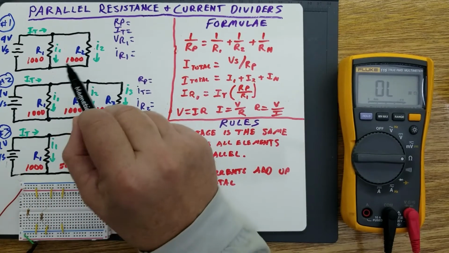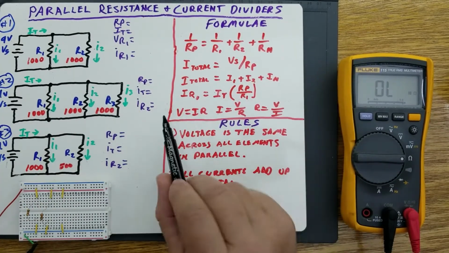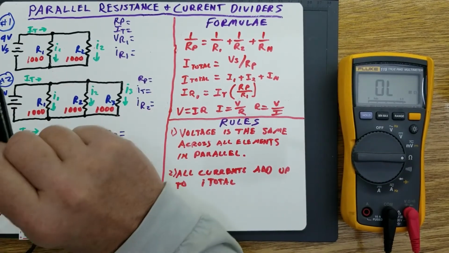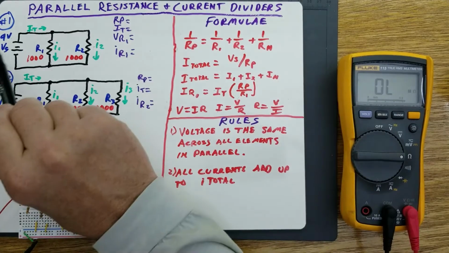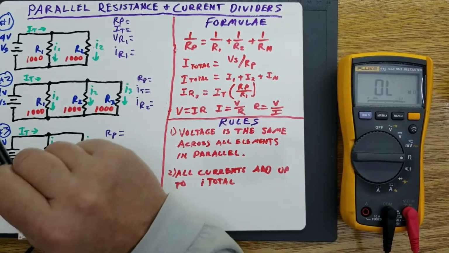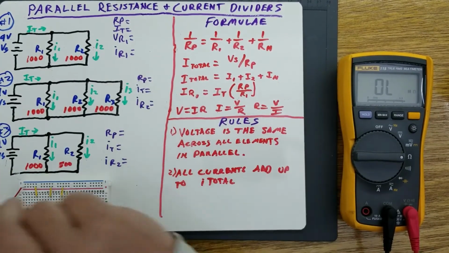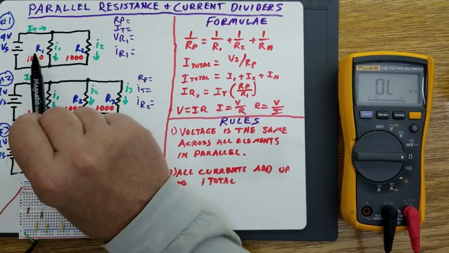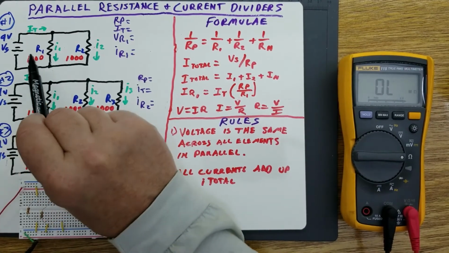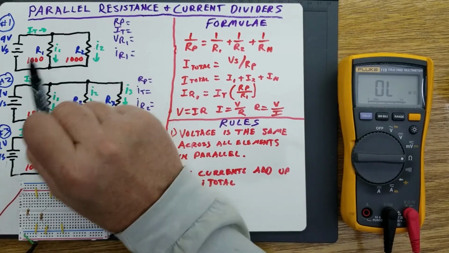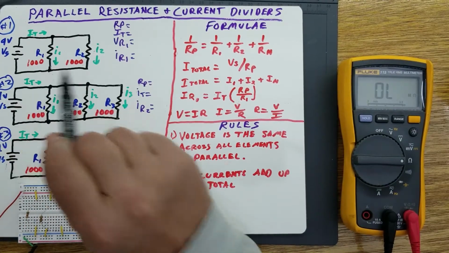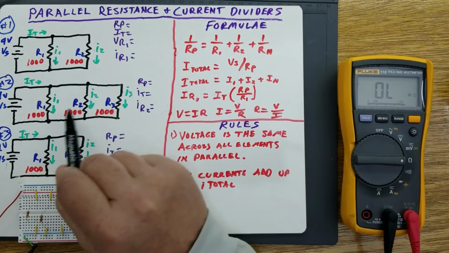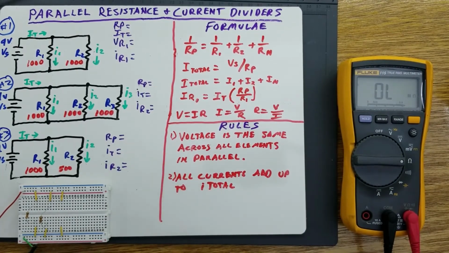Now if you wanted to find, say, the current through one of these resistors, you would take the total current, as defined by your voltage source divided by your parallel resistance, and then multiply it by the parallel resistance divided by that resistor. So to find the current through R1, you would take the parallel resistance divided by R1 and multiply it times the total current, and that'll give you the current through R1. And that holds true for however many resistors you have in a parallel circuit.